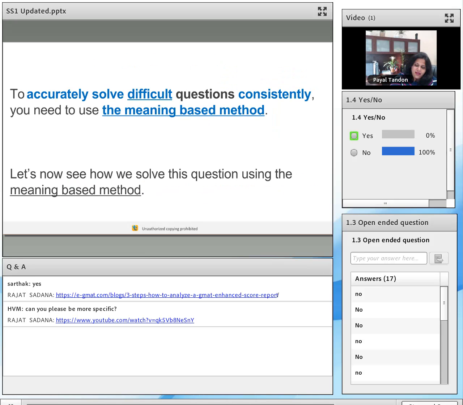Now, to accurately solve difficult questions consistently, again, these words are not there just because I wanted to create a fancy sentence. They're there because they hold a very, very big significance. To accurately solve difficult questions consistently, you need to utilize the meaning-based method. And what that meaning-based method is, is what I'm going to talk about now.